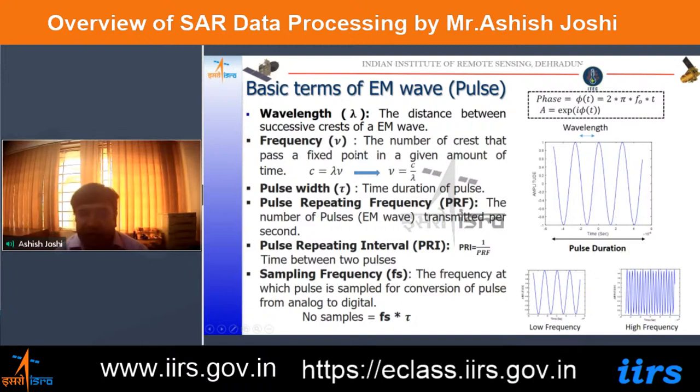Okay, and what is the frequency? The number of the waves that pass a fixed point in a given amount of time. That is the frequency, and it is given by the formula c = λν, or ν = c/λ. ν is the frequency, c is the speed of light or electromagnetic radiation, and λ is the wavelength.